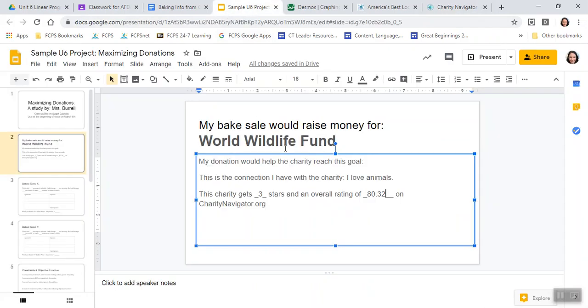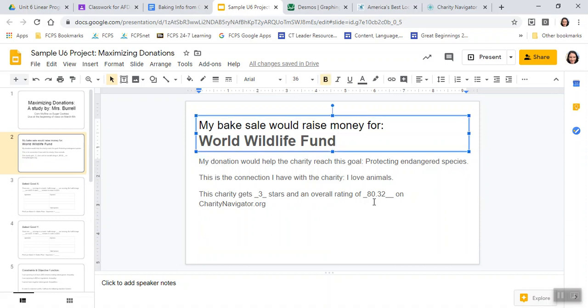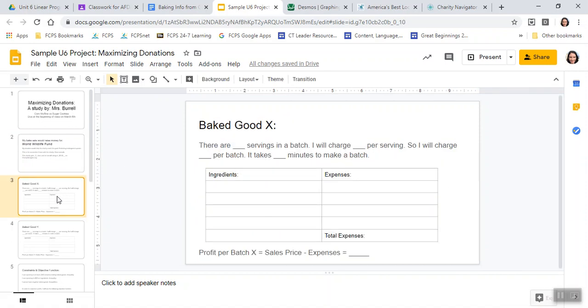So let's go back, and the goal is protecting this in your own words. Do not copy and paste here. And I think I'm done with this slide. So if I were to have this bake sale, I would be raising money for the World Wildlife Fund.